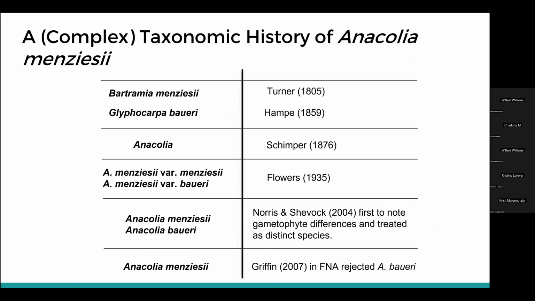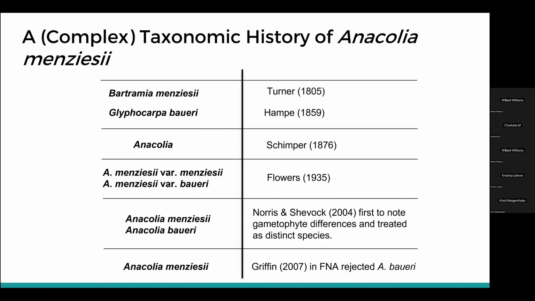Eventually, the genus Anacolia was described, and these two taxa, Menziesii and Boweri, were put under this genus. Following this 1876 treatment of Anacolia, Flowers in 1935 did not agree that these two things were distinct species, and so included these things as distinct varieties of each other. So Anacolia menziesii, variety Menziesii, and variety Boweri. And so this treatment lasted for a long time. Someone else who did a treatment maybe in the 70s included this as varieties as well.